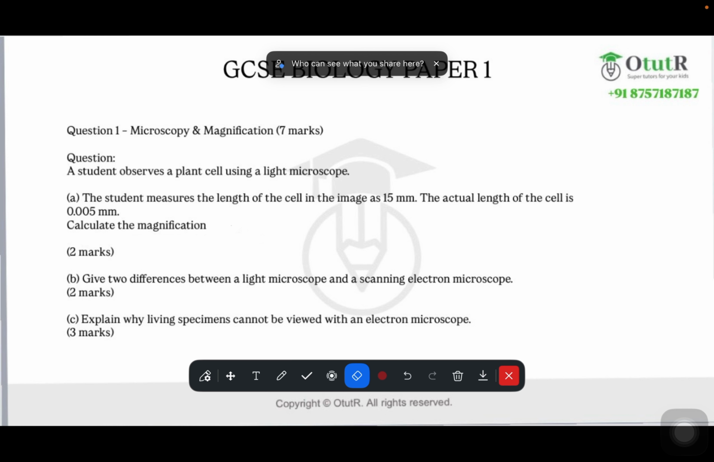The other one, the living specimen cannot survive in a vacuum, so the living specimens can't survive in vacuum. And the 3rd point or the 3rd mark is that these specimens must be dead and dehydrated to be viewed. So dead and dehydrated.